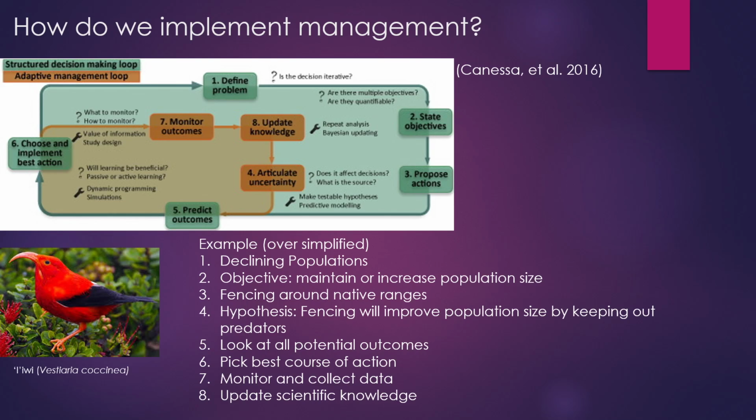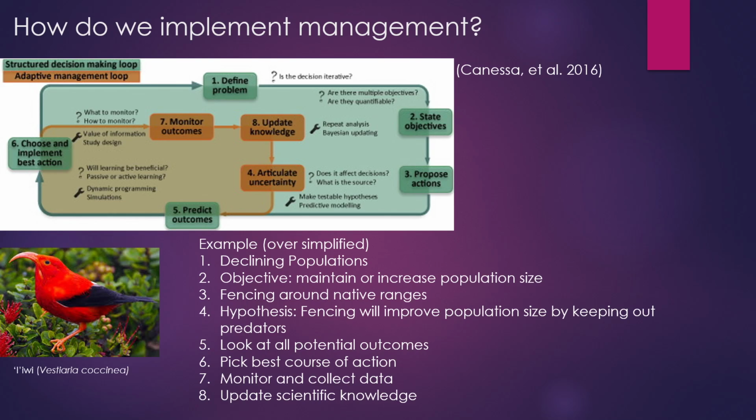We will then create a focused objective for our problem. In this case, we want to maintain or increase population size. We will then propose how we will go about this problem, which we will use the example of creating fencing in their native ranges. We'll create a hypothesis. In this case, we'll hypothesize that fencing will improve population size by keeping out predators. You'll then try and predict all potential outcomes. You then try and pick the best course of action to take to effectively get your targeted results.